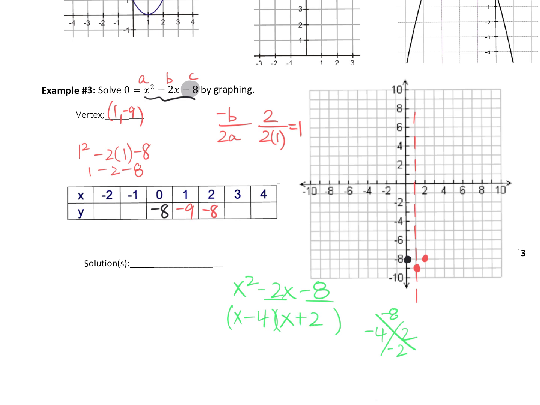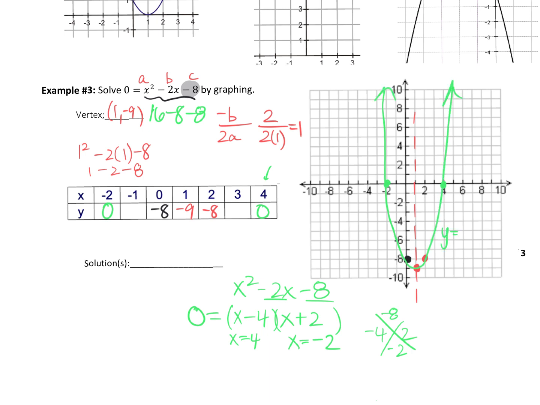Now remember, to find the x-intercepts, it's what do you get when you make that equal 0. So it's going to be x equals 4 and x equals negative 2. So those should be my two x-intercepts. If you weren't sure, you could now go back and plug in a 4. So 4 squared is 16. Minus 2 times 4 is 8. Minus 8 gets me to 0, so that's 0 as well. Otherwise you could just keep filling in the table. That's your other option. Now I have my parabola, or the related parabola.